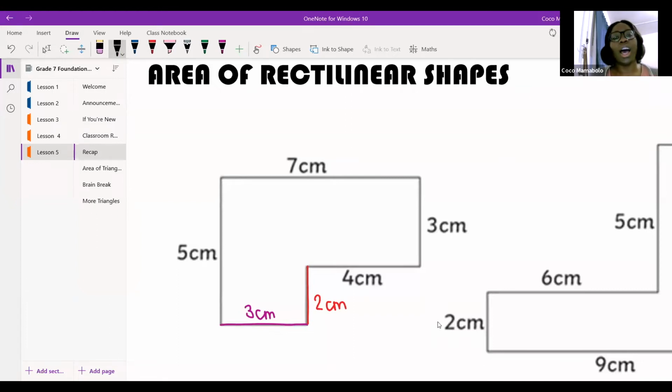You can't go away. How are we going to calculate the area of this rectilinear shape? What do you think we're going to do? You have to split the rectilinear shape in half, ma'am. And then calculate one side, which is 5 centimeters by 3, so 5 times 3, and then you get 15. And then you say 4 times 3, which you'll get 12, and then 15 plus 12 is 27. You'll get 27 centimeters squared.